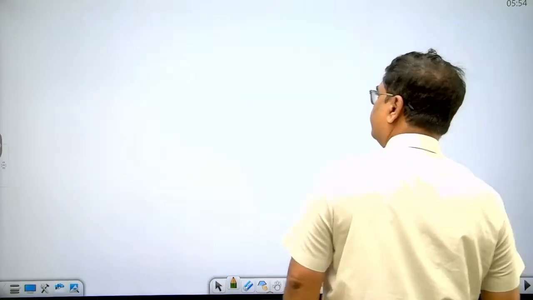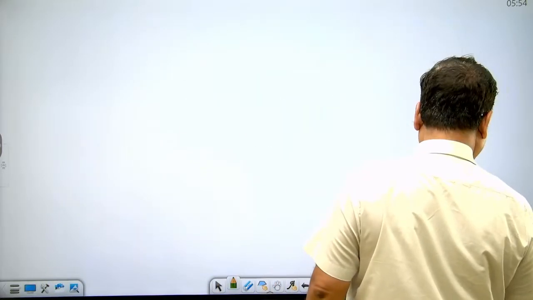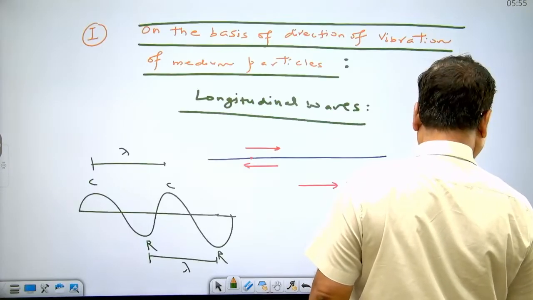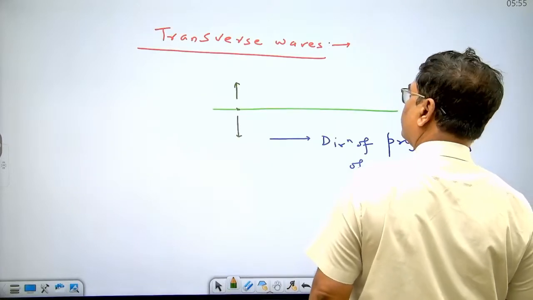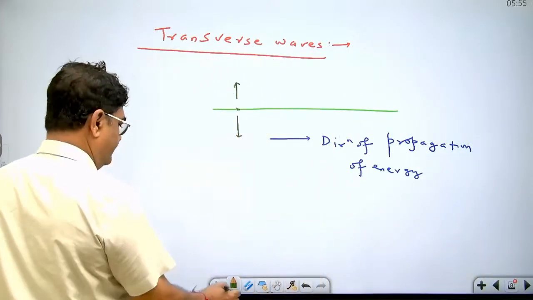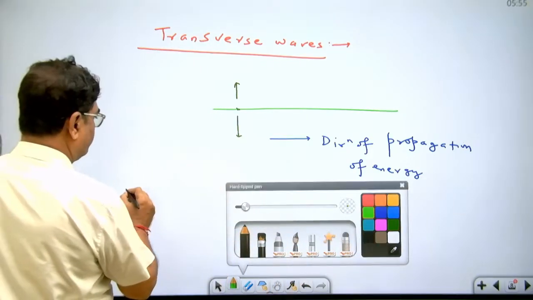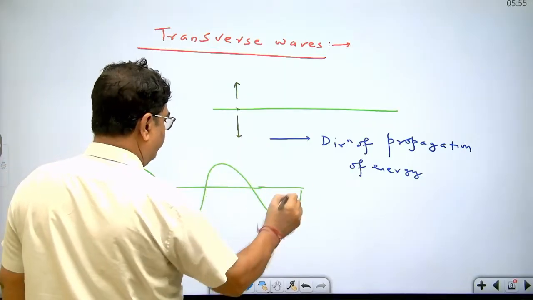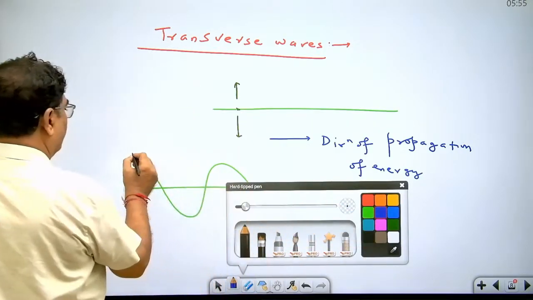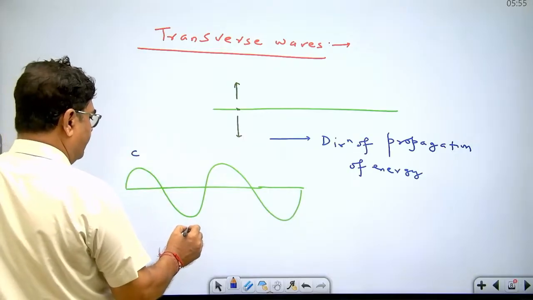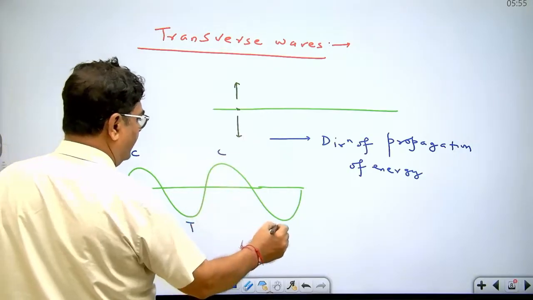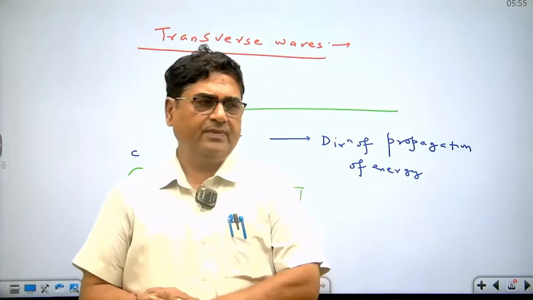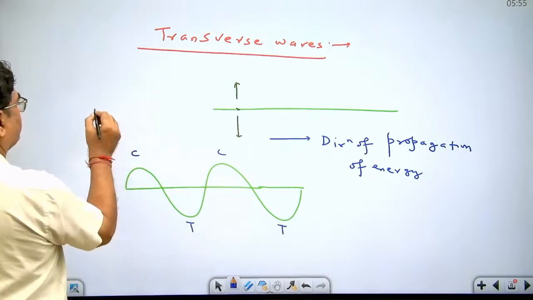In a very similar way, when we talk about transverse waves, the propagation of transverse wave takes place in the medium in the form of crest and trough. Crests are the points where displacement of the medium particle remains maximum in the positive direction, and troughs are the points where displacement of medium particle remains maximum in negative direction. Okay. Distance between any two consecutive crests.